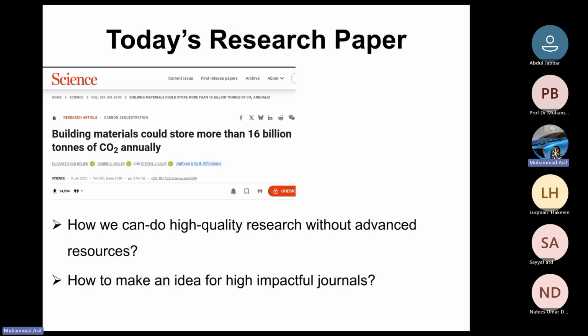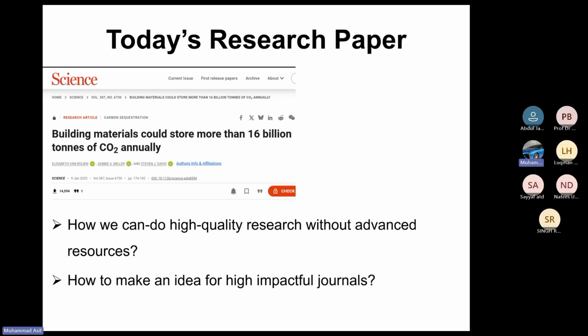Second is how to make an idea for high impact journals. This is also a very important point to discuss, and it may be useful for many of us, because it is a dream for every researcher to publish in such a prestigious journal. I will try my best to explain how we can get an idea based on their data and their research questions and problems.